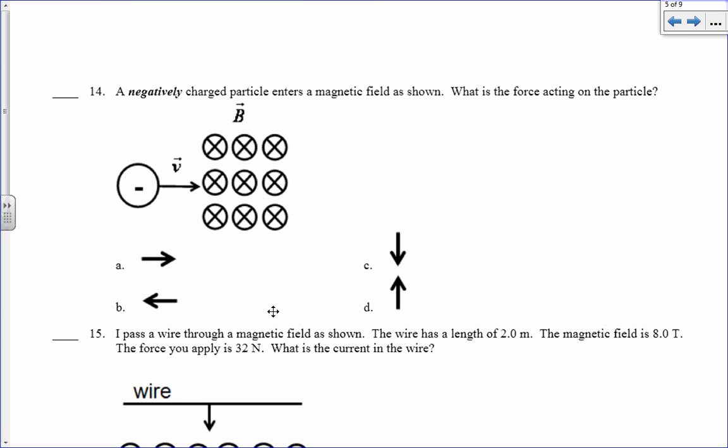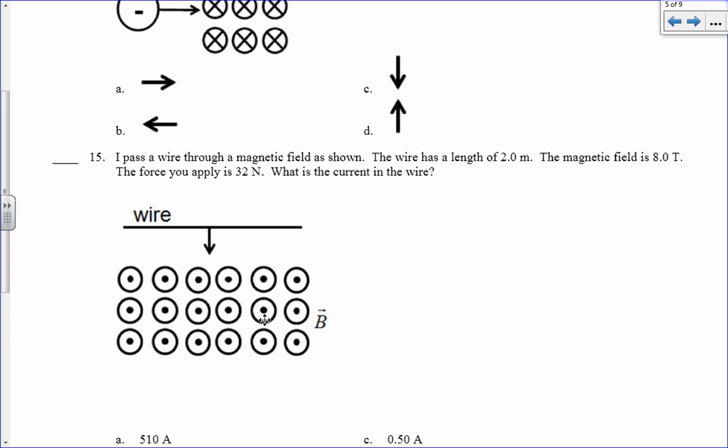A negatively charged particle enters a magnetic field as shown. Is there a force acting on the particle? Well, let your fingers go in the direction of v. B is into the page. And the right-hand rule gives you a force that's up, but notice that it's a negative particle, so the force is down. 14 is C.